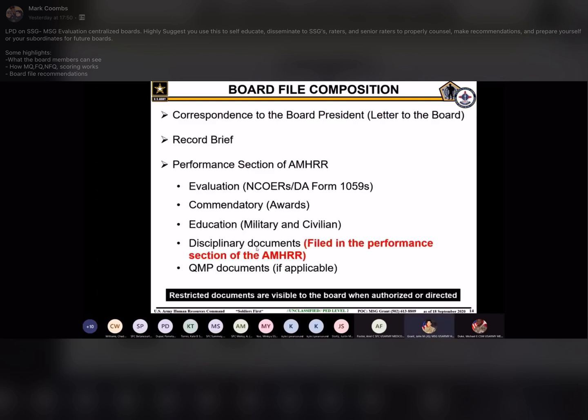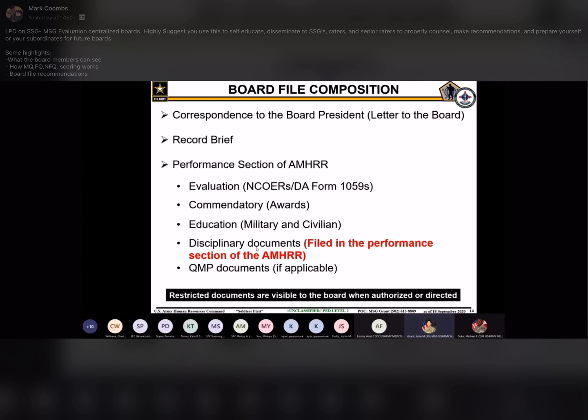All right, so board file composition, what can the board members see? Okay, so the board members actually have access to the performance section of your AMHRR. So they can see everything in there. So I know there's a rumor that they can only see the last 5 evals, they can only see this, they can only see that. No, the board members can see anything that is in the performance section of your AMHRR, your OMPF.